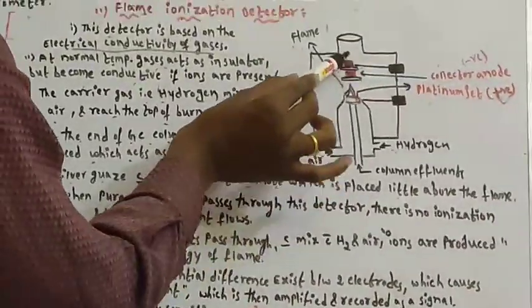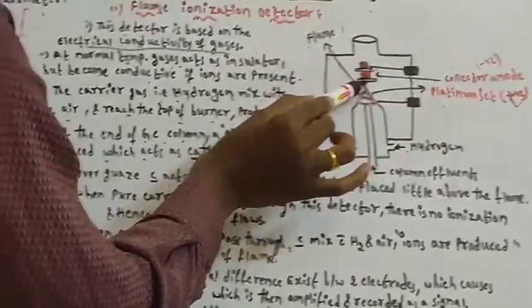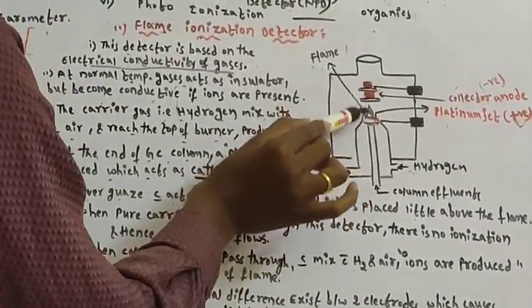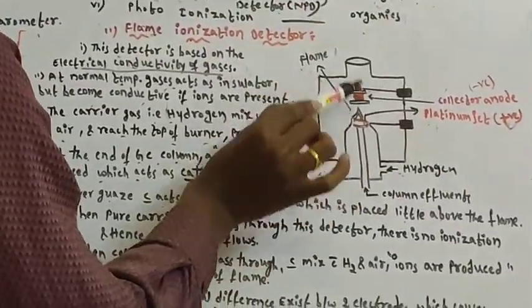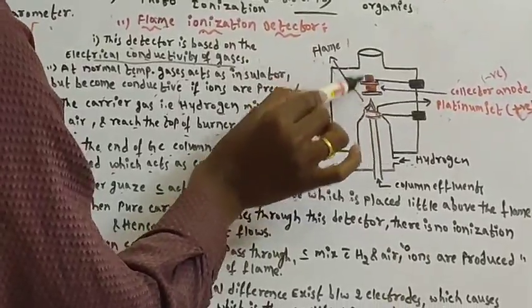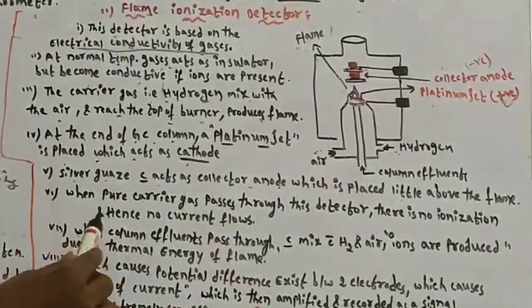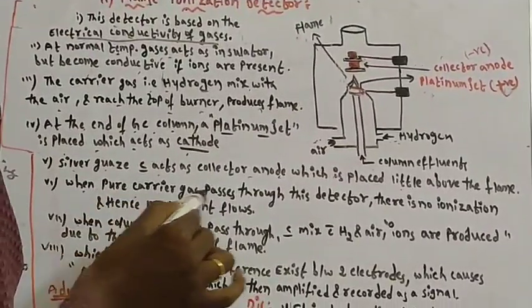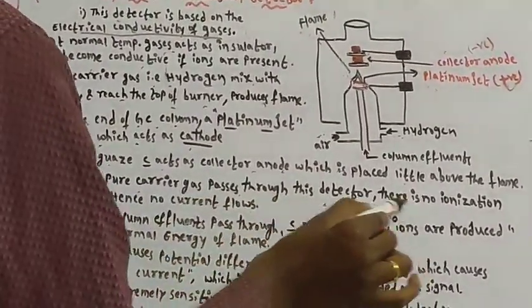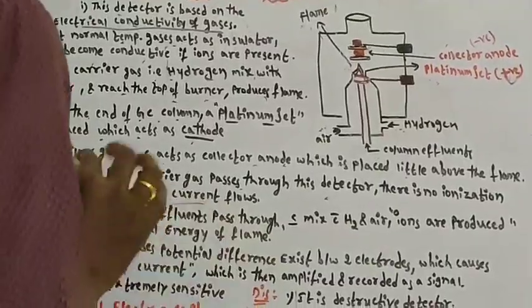Then a silver gauze, which acts as the collector anode, is placed a little above the flame. Here you can see this is the collector anode, which is made up of silver gauze, placed a little above the flame. Above the flame, here we have to place this collector anode, which is made up of silver gauze.